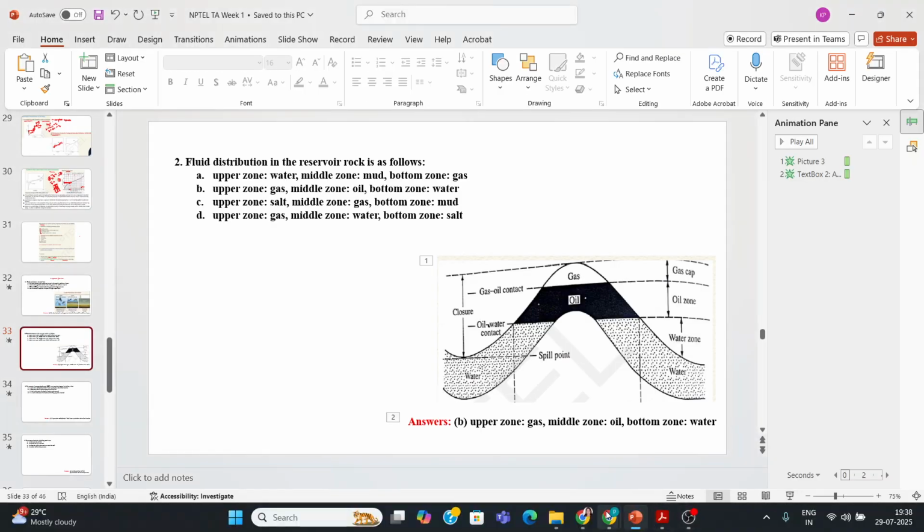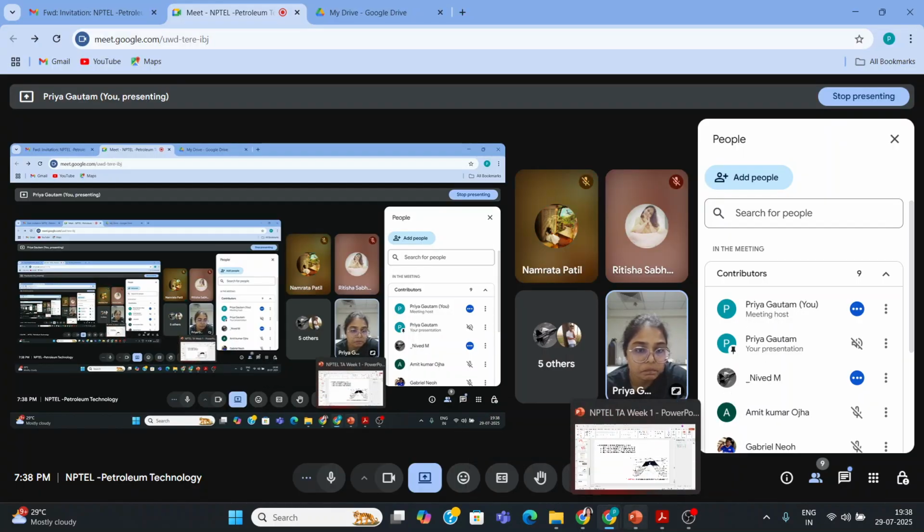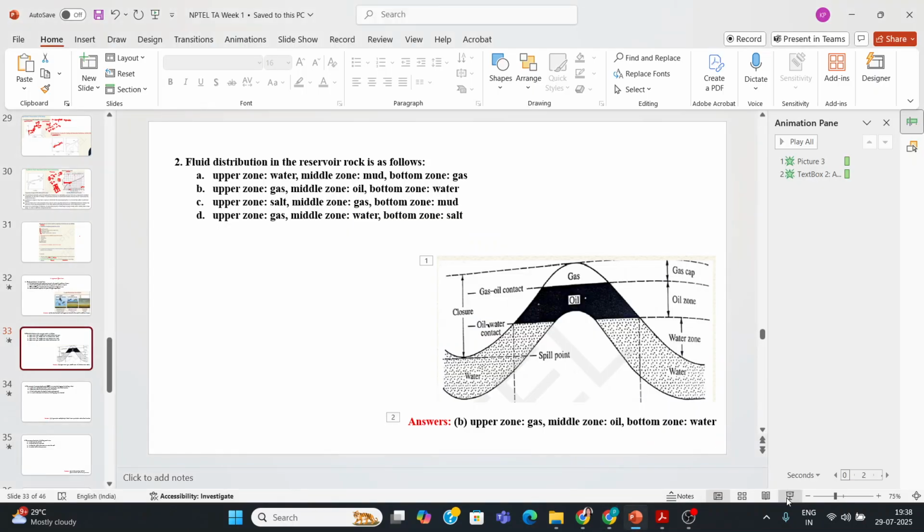So the second question is, fluid distribution in the reservoir rock is as follows. Anyone from the students? Ma'am, option B. Okay, so option B is correct. Yes, option B is correct as I told.